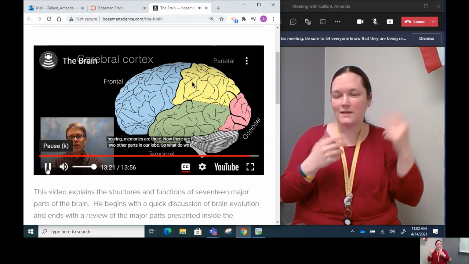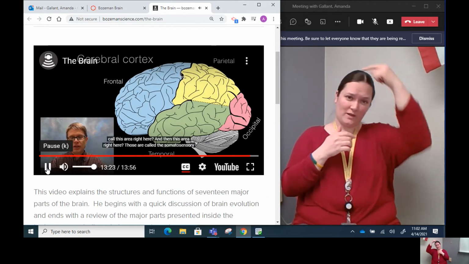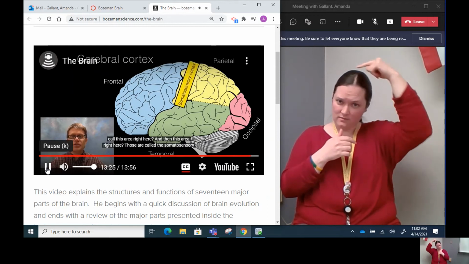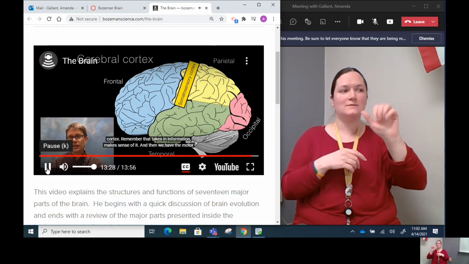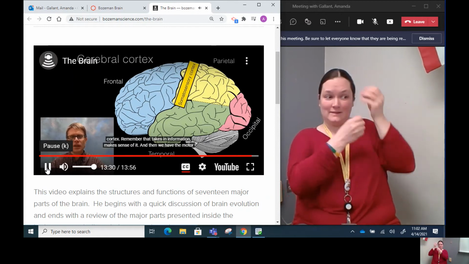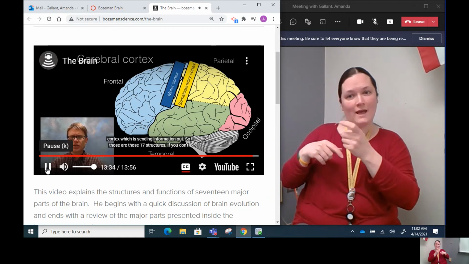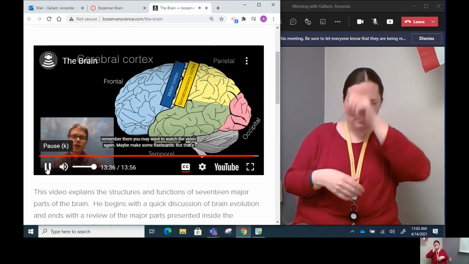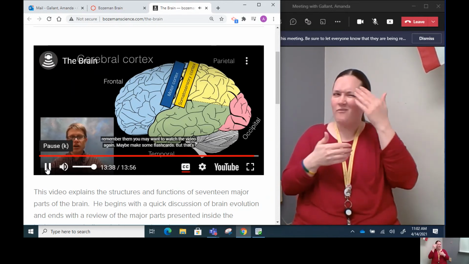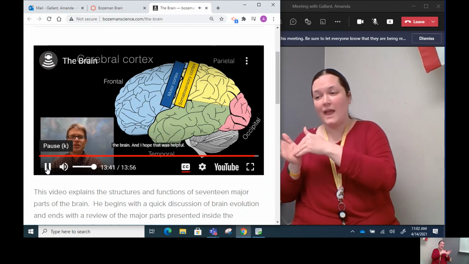Now there are two other parts in our lobe. So what do we call this area right here and then this area right here? Those are called the somatosensory cortex. Remember, that takes in information, makes sense of it, and then we have the motor cortex, which is sending information out. So those are those 17 structures. If you don't remember them, you may want to watch the video again, maybe make some flashcards, but that's the brain, and I hope that was helpful.